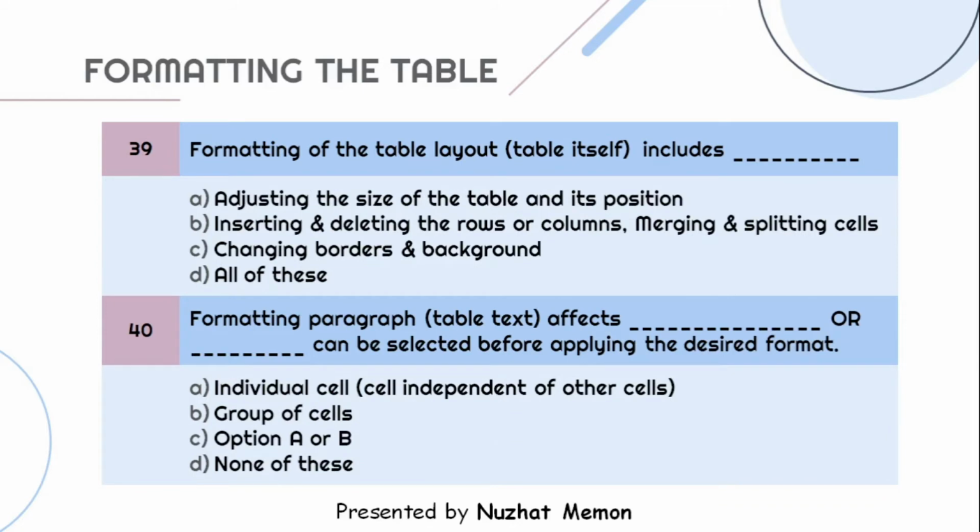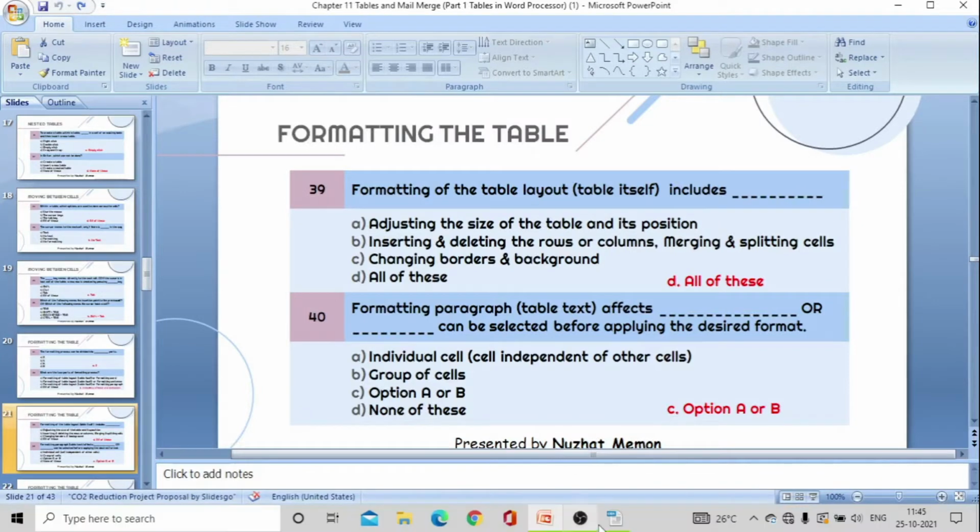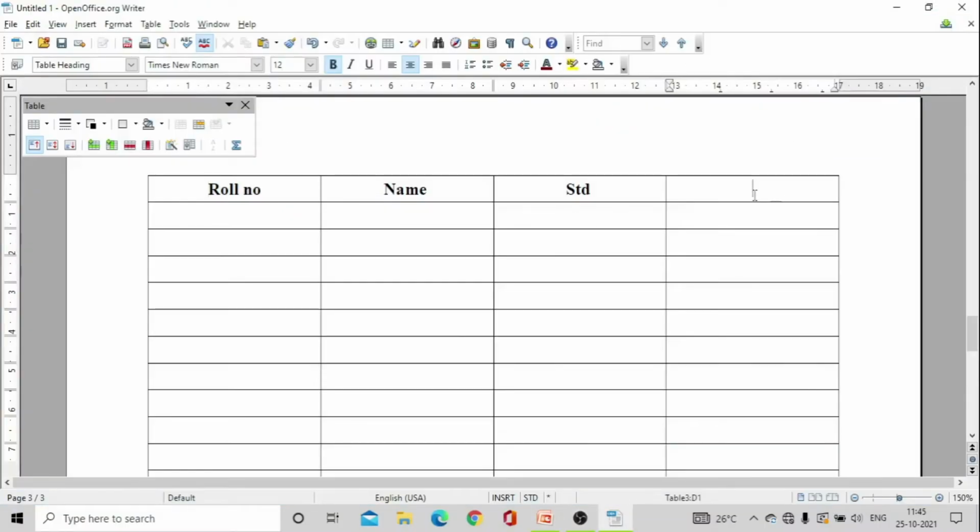39 question. Formatting of table layout, that is the table itself, includes dash. So it includes all of these. That means adjusting the size of the table and its position, inserting and deleting the rows or columns, merging and splitting cells, or changing borders and background. So all of these you can do. We will do them also. So here we have our table and here I'll put something like grade. Alright, so we have a table here.